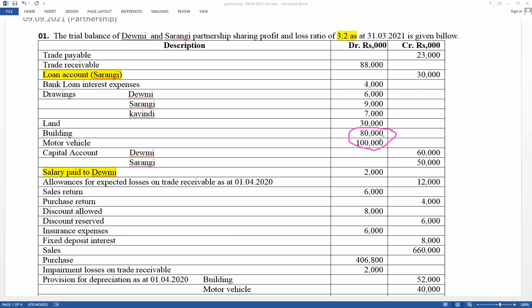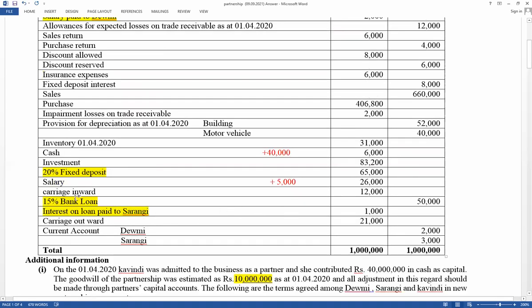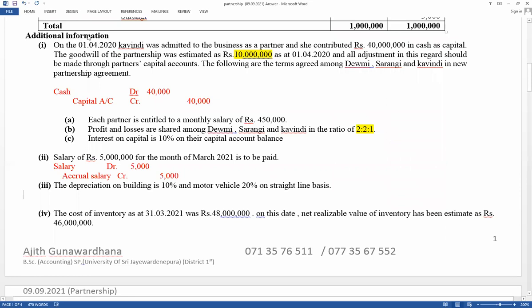Therefore, 10% means 10 can be cut. And it has given accumulated depreciation also, think here it has given accumulated depreciation. This is opening balance. Think about date also. Therefore, motor vehicle 20% and building 10%. Therefore, you have to calculate building depreciation as well as motor vehicle depreciation. Right? First one calculate depreciation. Then it has given accumulated depreciation opening balances also. First one calculate based on cost value, building depreciation as well as motor vehicle depreciation. Given straight line basis.